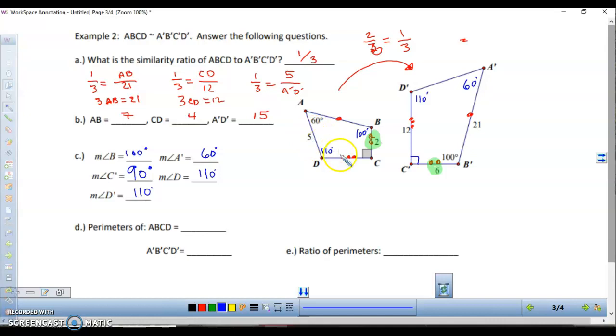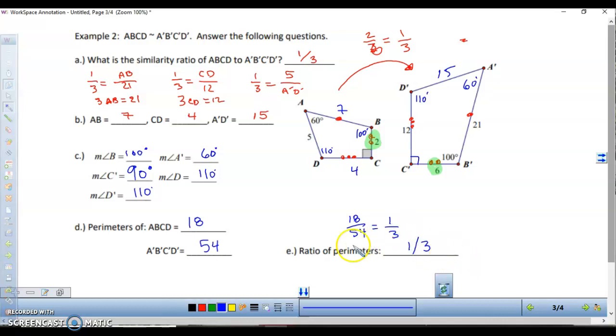And finally, the perimeters. All right, so in this problem, we solved and we know that AB is 7. We know that CD is 4. So when I add all these side lengths up, 2 and 4 and 5 and 7, I get that the perimeter of ABCD is 18. I also notice that I solved for A prime D prime, which was 15. And when I add this up, I get 54. So the ratio of the perimeters is 18 to 54, which also simplifies to 1/3.